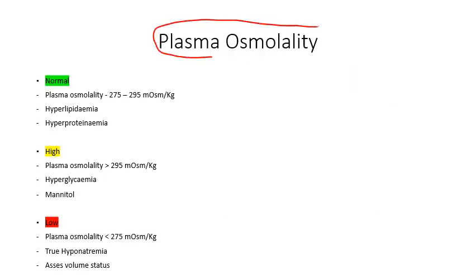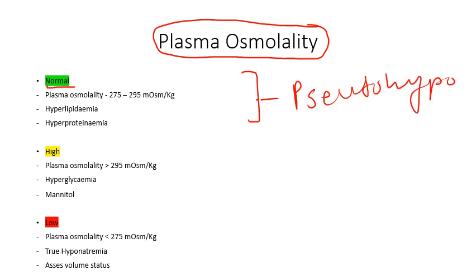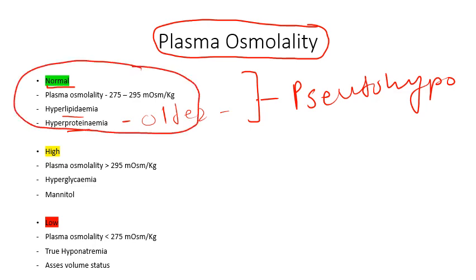Plasma osmolality can help us in narrowing down the differentials of hyponatremia to a significant extent. If the plasma osmolality is normal, what most likely we are looking at is called pseudo hyponatremia. It is not a true hyponatremia, and it is due to interference of lipids or proteins with the measurement of sodium ion concentration. It is mostly seen with older instruments. So it is not as worrisome as the other two.